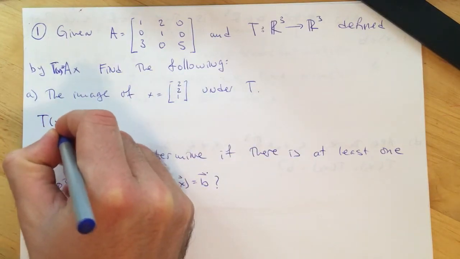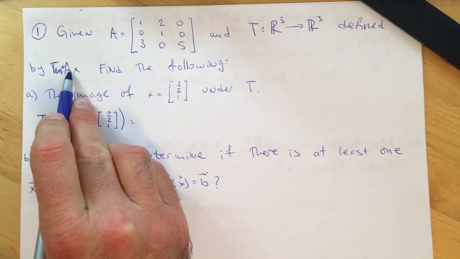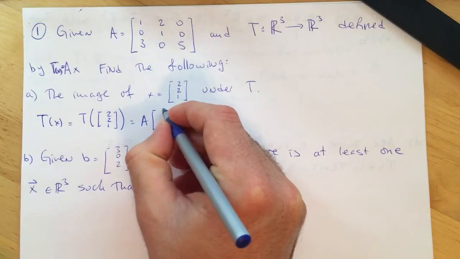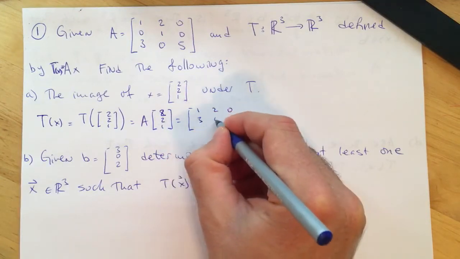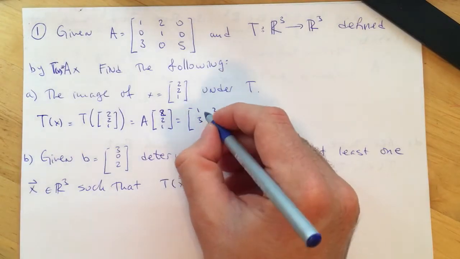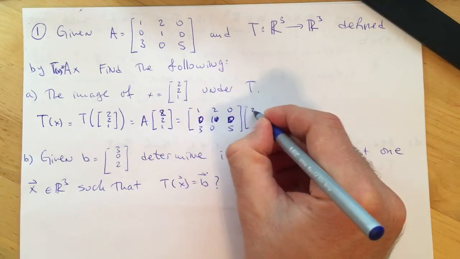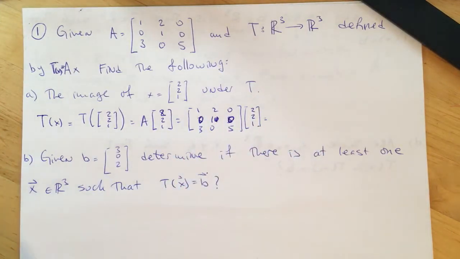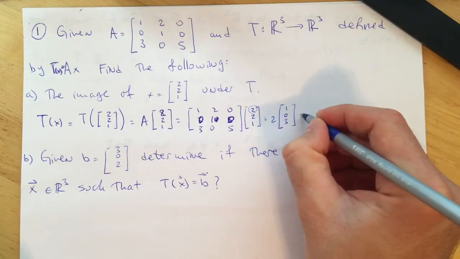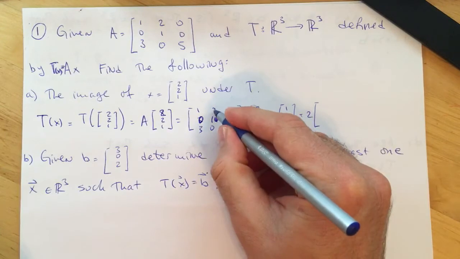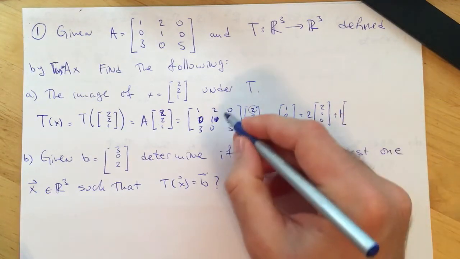Okay, so I have T of x equal to T of the vector (2, 2, 1), but that's defined as the matrix A times the vector x, (2, 2, 1). The matrix A is [1 2 0; 0 1 0; 3 0 5] times the vector (2, 2, 1). You can express this as a vector equation: 2 times the first column (1, 0, 3), plus the second entry 2 times the second column (2, 1, 0), plus the third entry, which is 1, times the third column (0, 0, 5).